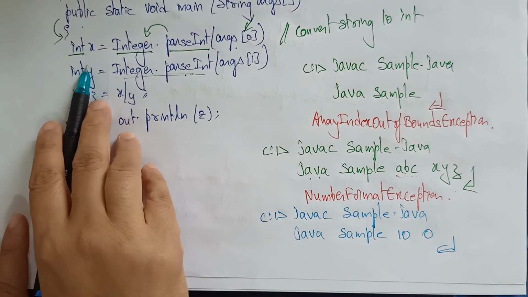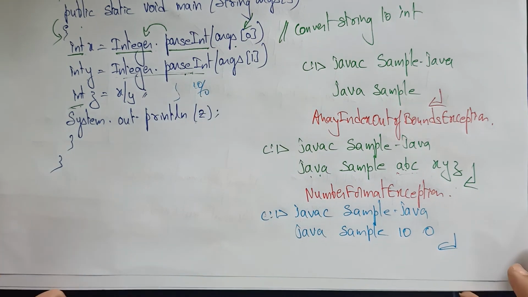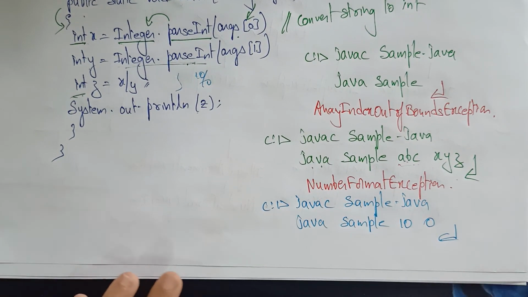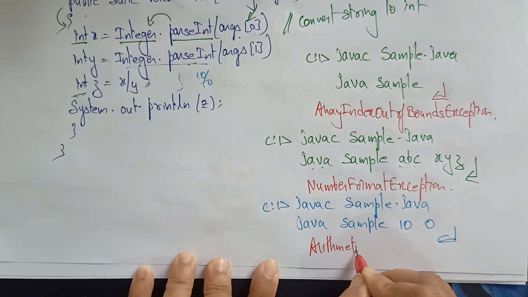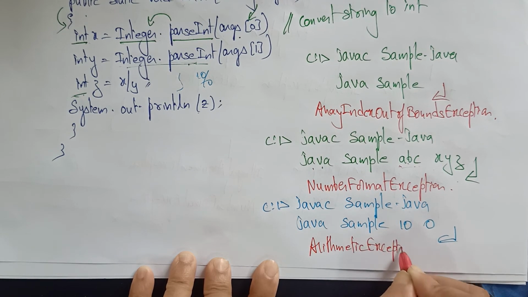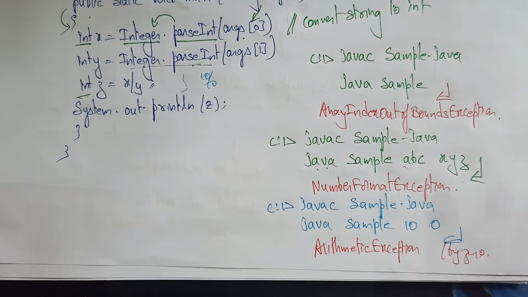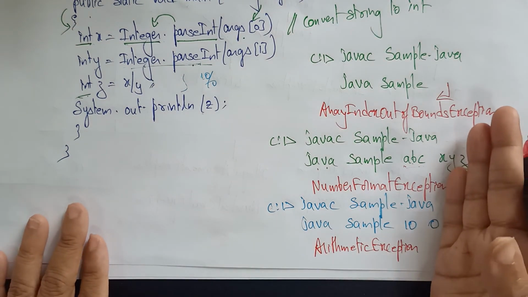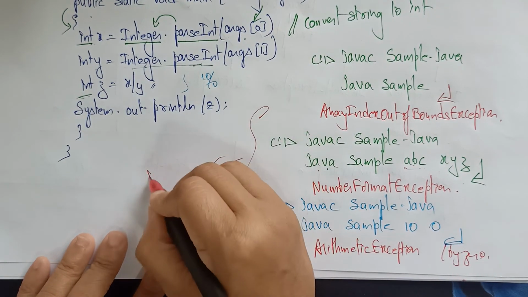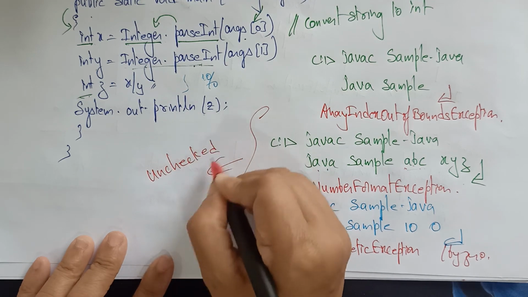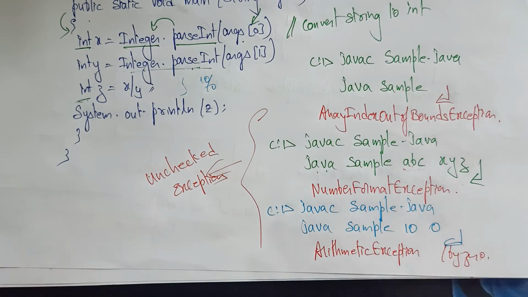If I enter 10, 0, then 10 is passed into x and 0 is passed into y. It means you will get 10 by 0. What happened? An exception is raised: ArithmeticException will be occurred, because divided by 0 is an arithmetic exception. So in this example, ArrayIndexOutOfBoundsException, NumberFormatException and ArithmeticException all come under the unchecked exceptions. In the hierarchy picture I had shown you, these are all the unchecked exceptions.